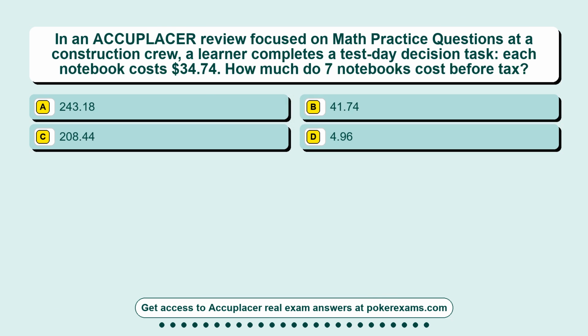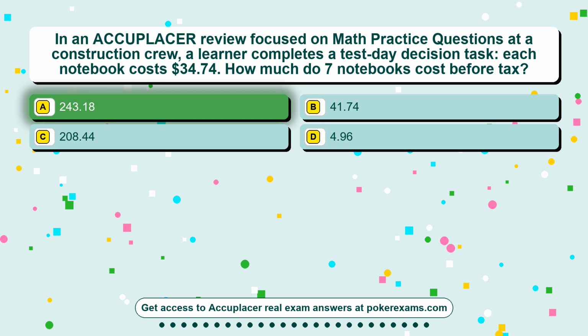Question 25. In an Accuplacer review focused on math practice questions at a construction crew, a learner completes a test-day decision task. Each notebook costs $34.74. How much do 7 notebooks cost before tax? Option A, 243.18, option B, 41.74, option C, 208.44, option D, 4.96. The correct answer is option A, 243.18.